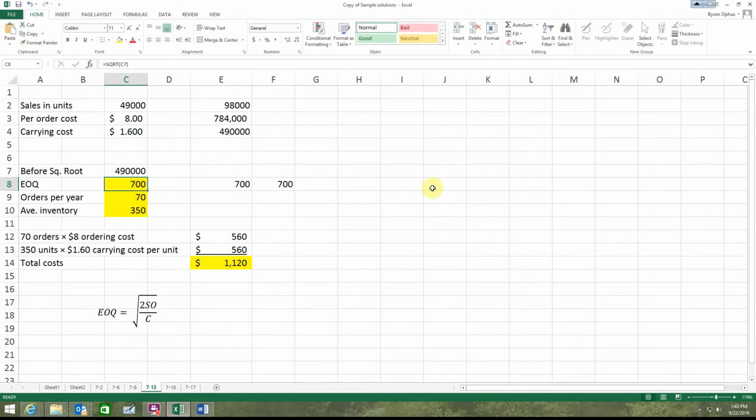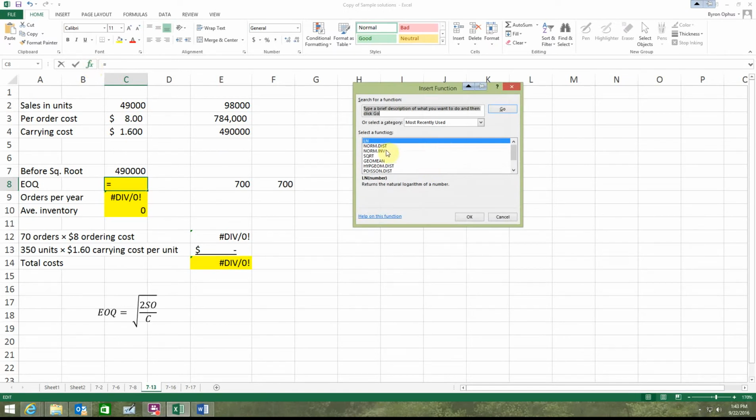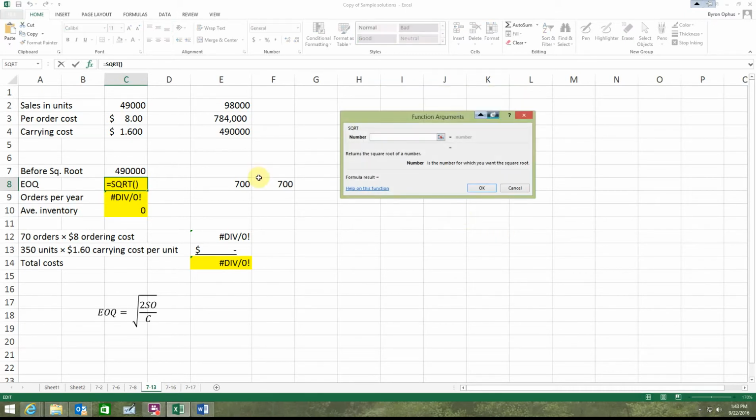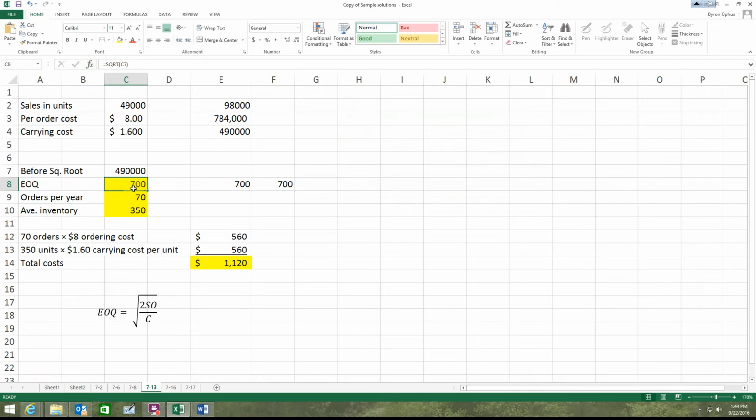One of the easiest is to go ahead. I'll exit out of here so I can show you guys. You come up, hit that, go to square root, which would be under math and trig. It's all alphabetical. I'm pretty sure it's under math and trig. There it is, square root. And what number? I want to take the square root of that number, or the square root of this number. They're the same, right? It is equal to 700. That's one way to do it.